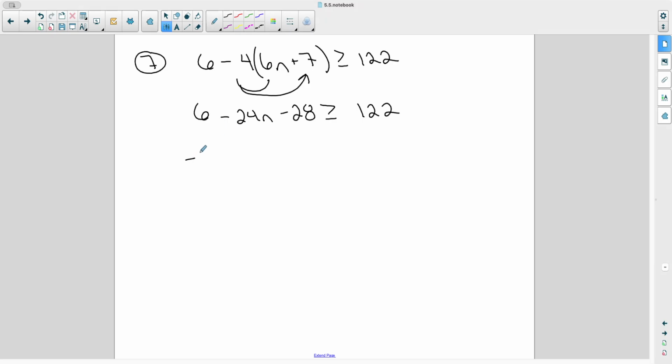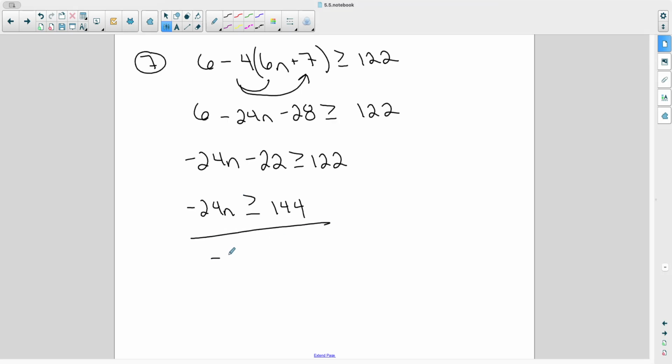So -24n minus 22 is greater than or equal to 122. Then what are we gonna do next? Add 22 to both sides. Gives me -24n greater than or equal to 144. Divide both sides by -24. N is what?